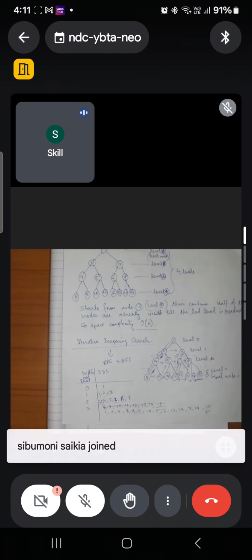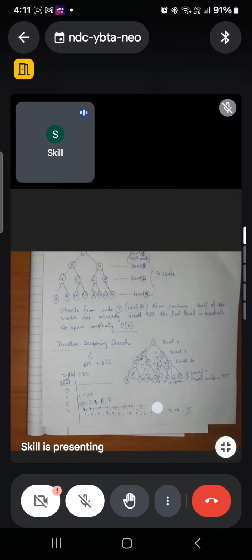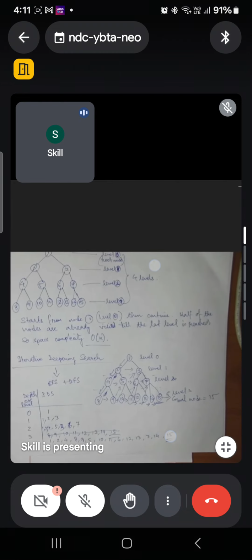Here I have taken one example, a tree having 4 levels from level 0 to level 3. And the nodes are, you can see 1, 2, 3, 4, 5, 6, 7, 8, 9, up to 15. So we are going to search for the goal node 15.